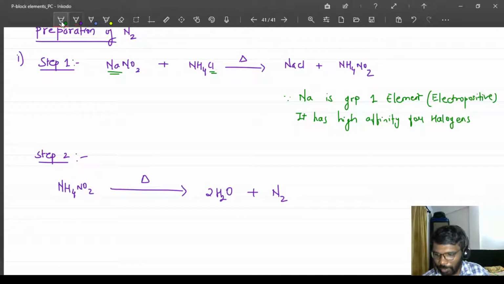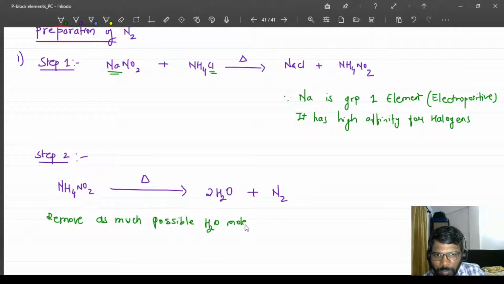So here, remove as many H2O molecules as possible. Here we can just remove two water molecules, and the rest that remains is this, and this is just a trick, not a mechanism I'm showing. So this is how the N2 could be prepared. This is a very easy way to remember this reaction.